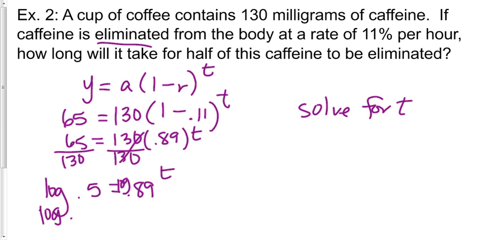Log of 0.5 equals t times log of 0.89. I'm bringing the power in front of the log using the power rule. It's the property number 3 that we talked about a couple of days ago. Okay, now all I need to do is divide by log of 0.89.